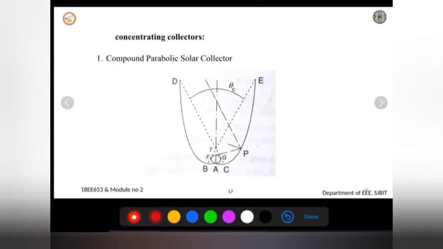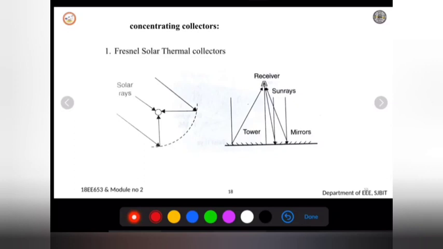For the first one, this is a compound parabolic solar collector. Unfortunately, they are not given an explanation in the textbook either. They are given only a diagram. So there is not much explanation for this. So I will go directly to the second one.